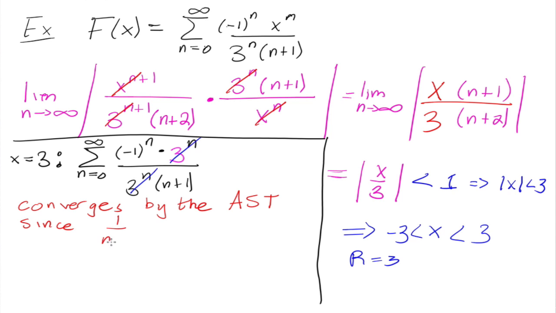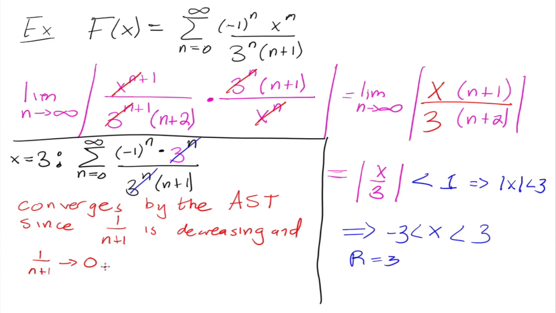since 1 over n plus 1 is what? What are the conditions? It has to be both two things. Decreasing, and the limit has to go to 0. And 1 over n plus 1 converges to 0, right? And so both of those are obvious.